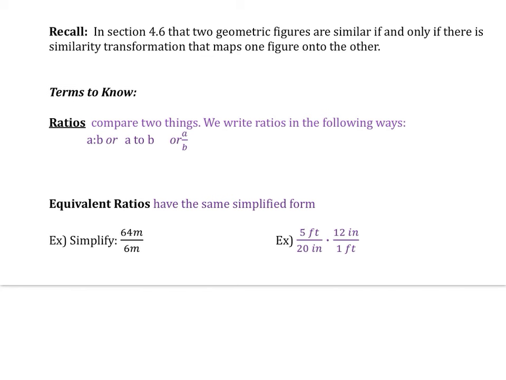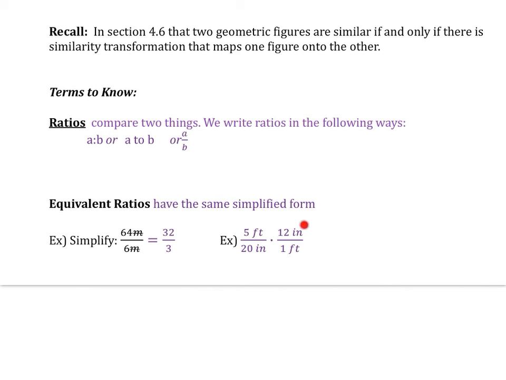Let's take a look at the first example. We want to simplify 64m divided by 6m. The m's are in common, so we're going to cross those out. Since the m's are in the numerator and the denominator, they divide out. And the 64 and the 6 both have a 2 in common. So the 64 gets divided by 2 and becomes 32, and the 6 is divided by 2 also, which becomes 3. So our simplified fraction is 32 divided by 3.